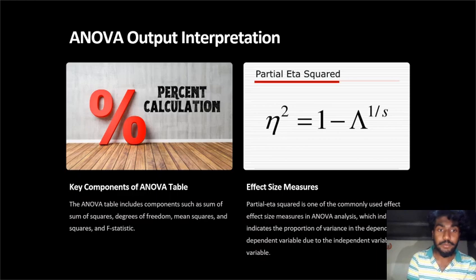ANOVA output interpretation. Key components of the ANOVA table. The ANOVA table includes components such as sum of squares, degrees of freedom, mean squares, and F statistics. Effect size measures. Partial eta squared is one of the commonly used effect size measures in ANOVA analysis, which indicates the proportion of the variance in the dependent variable due to the independent variable.